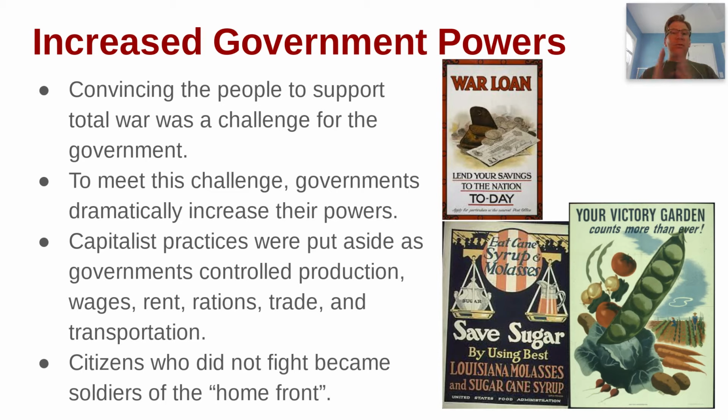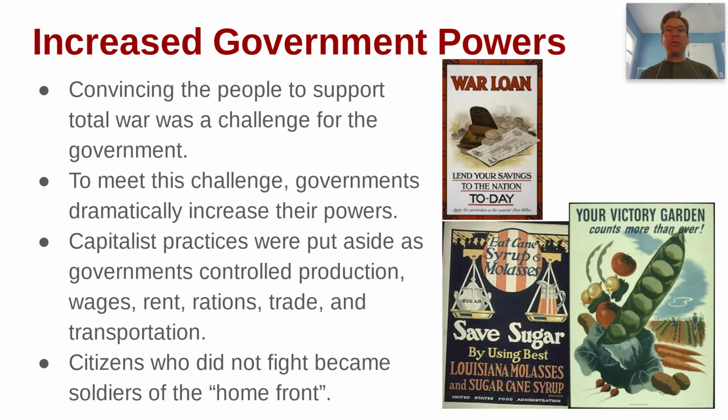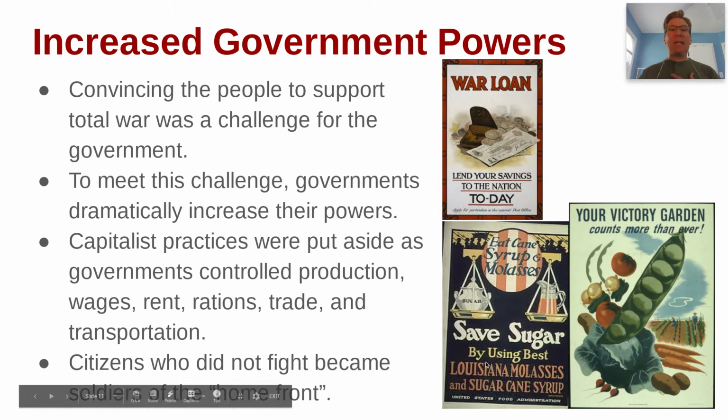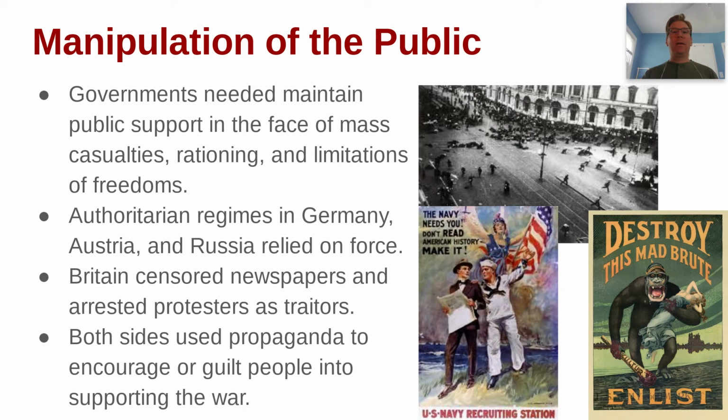And soldiers are all sent to fight, but this new phrase comes up and becomes very popular during the time: that there was another front in the war. There wasn't just the Western Front, there was the home front. And what we did at home really, truly mattered. So we need to loan money to the government to help them fund the war. We need to make sure that the soldiers get sugar, and we're going to make do with molasses and sugarcane syrup. Or we're going to grow our own vegetables at home so we can eat vegetables because the farm vegetables have to go to the soldiers at the war.